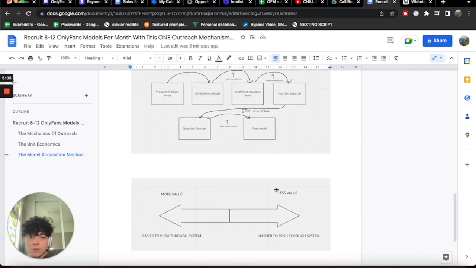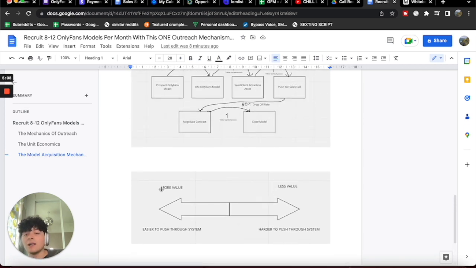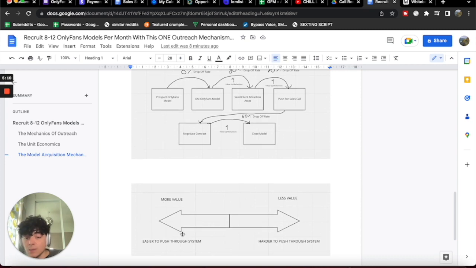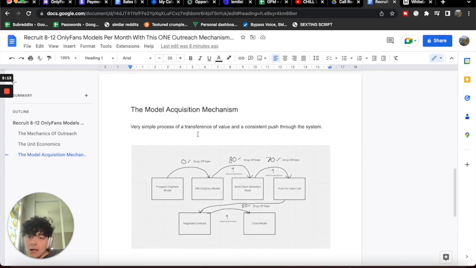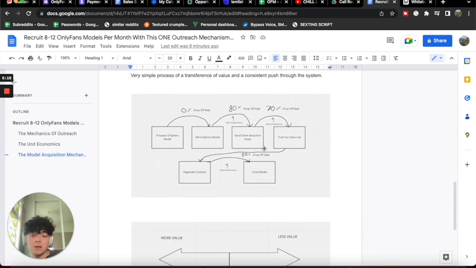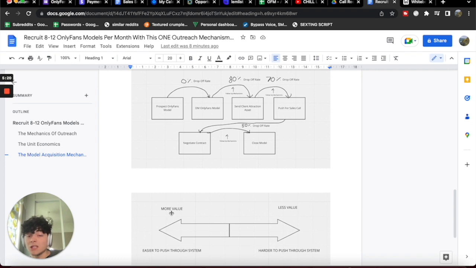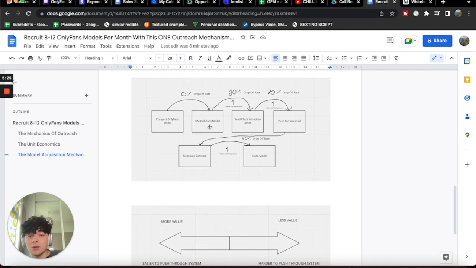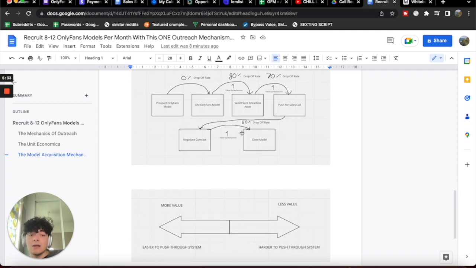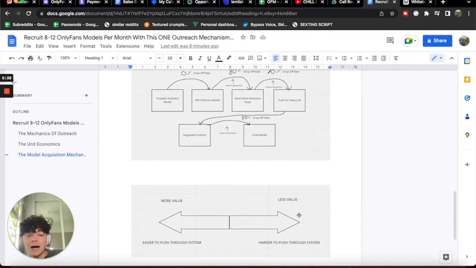And of course, throughout this whole thing, the more value you provide, the easier it is to push them through the system. So remember, as we said, this is a very simple process of transference of value and a consistent push through the system. The more value you transfer to the model, the easier it's going to be to push them through this actual system. So the lower drop-off rates you're going to have, the more effective your follow-up mechanisms are going to be. It's going to be a lot more streamlined the more value you provide, and the less value you provide, the harder it is going to be to push them through the system.